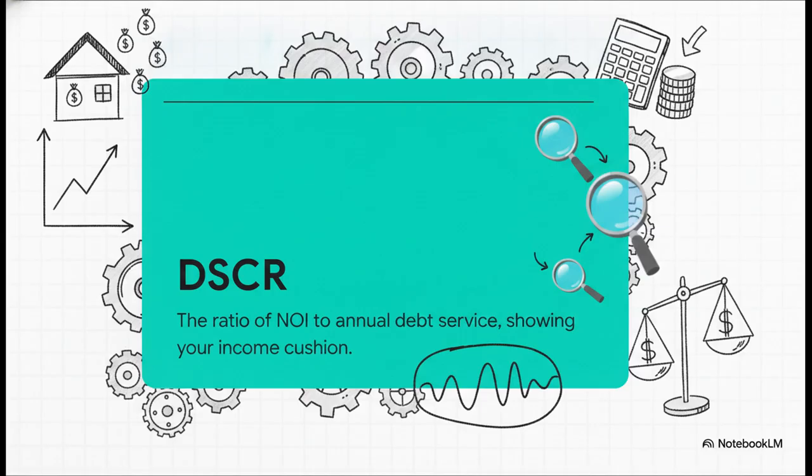NOI, or net operating income, is what the property actually earns from its day-to-day operations. So that's all the rent and income minus the operational expenses, but crucially, this is the amount calculated before you pay the mortgage. The annual debt service, on the flip side, is just the total principal and interest payments required by the lender for that entire year. So ultimately, this ratio tells you exactly how much of an income cushion exists above that hard debt obligation.